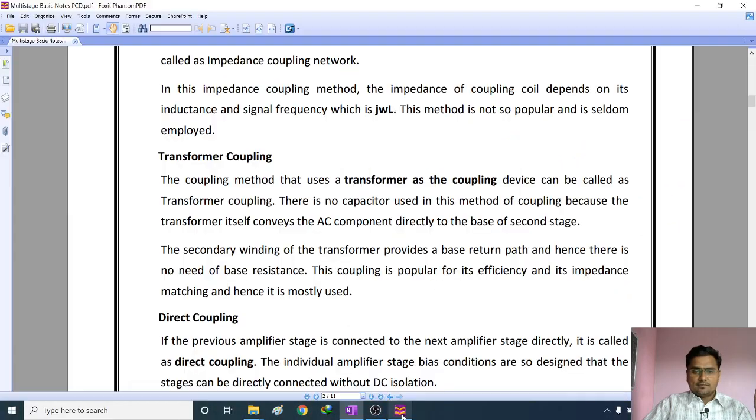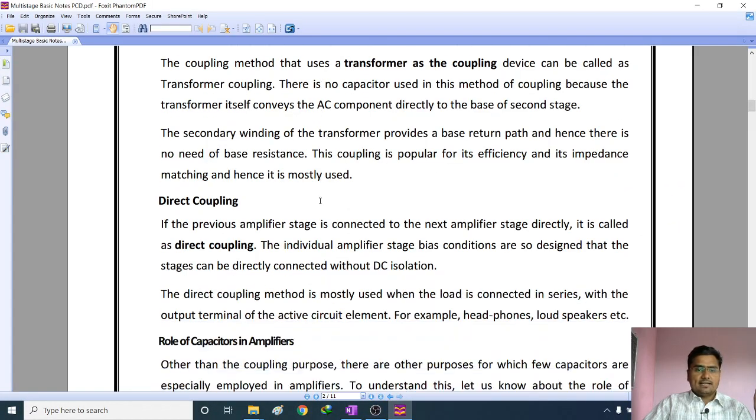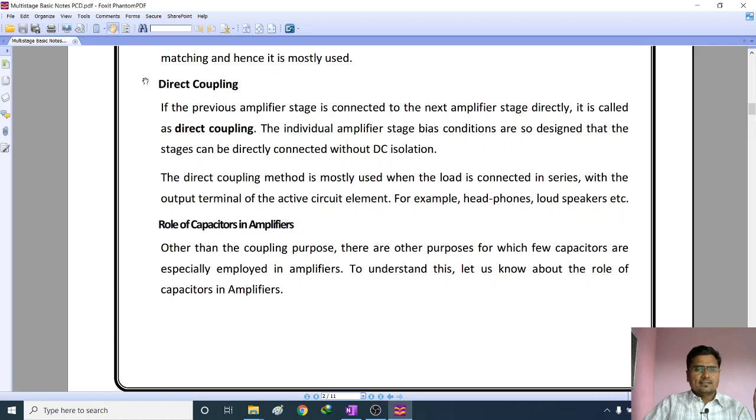Now apart from transformer coupling, what do we have? Direct coupling. Look at this. In direct coupling, I don't need any component. I will not use any coupling device to couple the output of the first stage to the second stage. I will connect the output of the first stage directly to the input of the second stage. It means the collector of the first stage has to be directly connected to the base of the second stage.